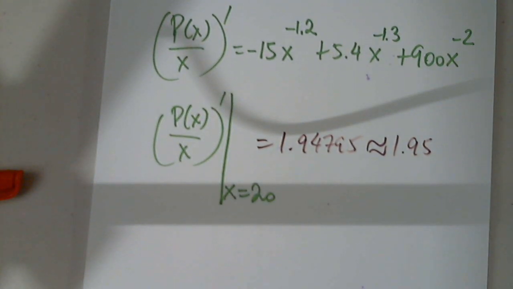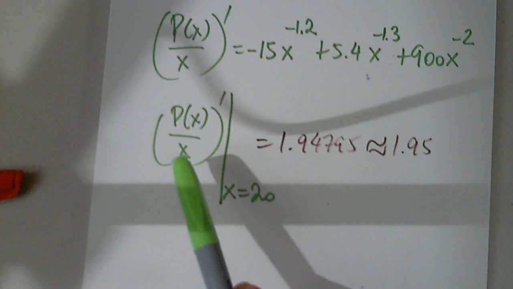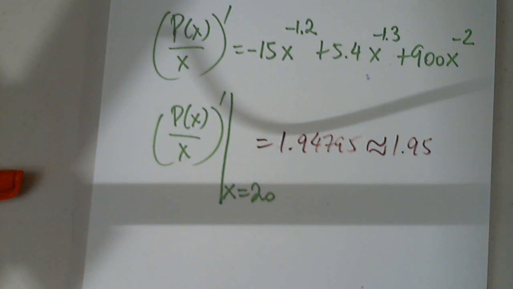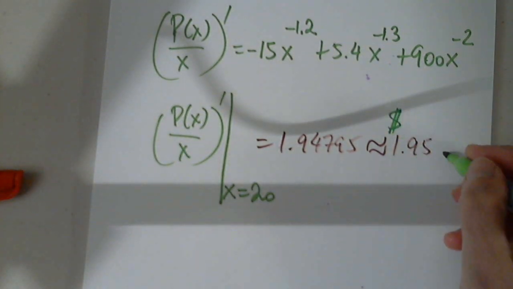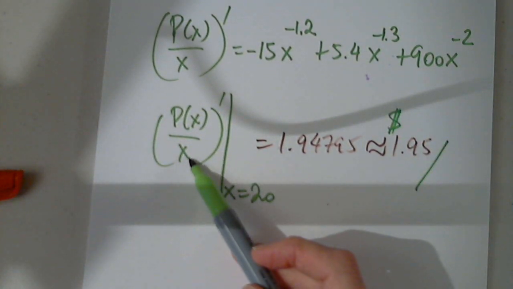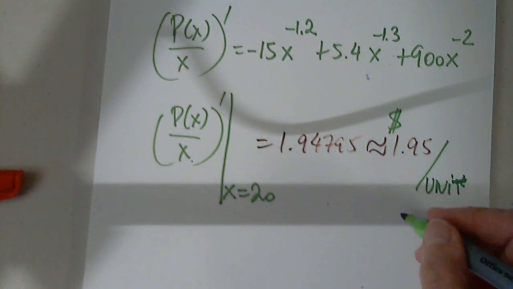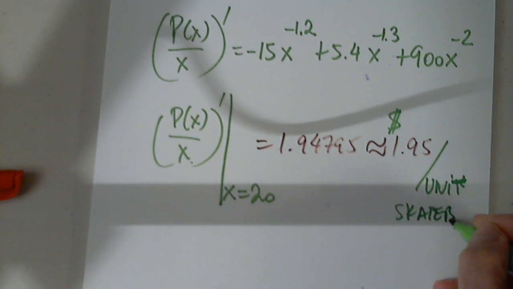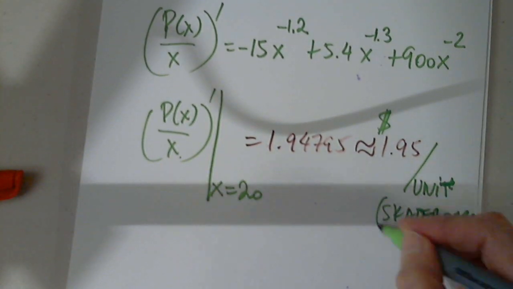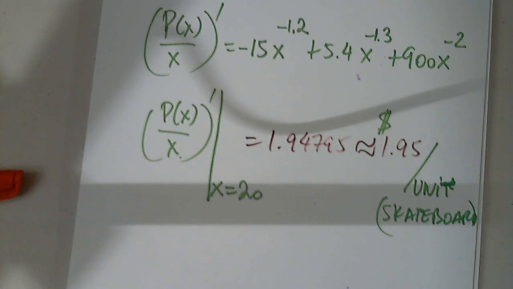So the rate of change of the average profit is 1.95 what? The top is measured in dollars, and the bottom is measured in unit or skateboard. Very good.